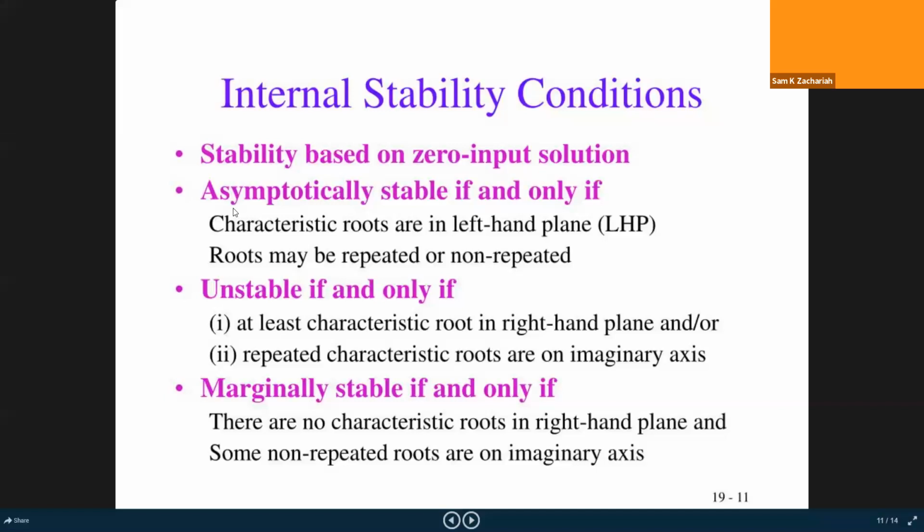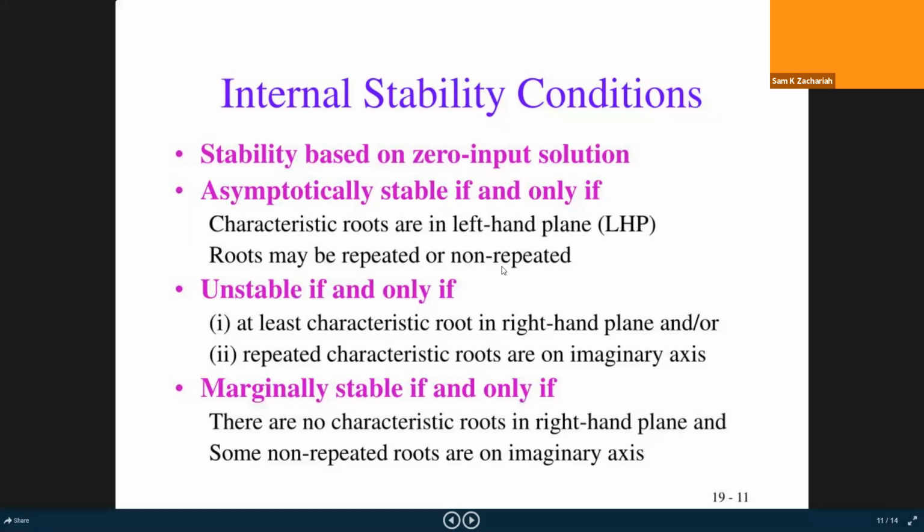That's what I told you. The requirement is that we are not cancelling any roots. All the system roots will be there. Then it is asymptotically stable if and only if all the characteristic roots are in the left half of the S plane. Roots can be repeated or non-repeated.